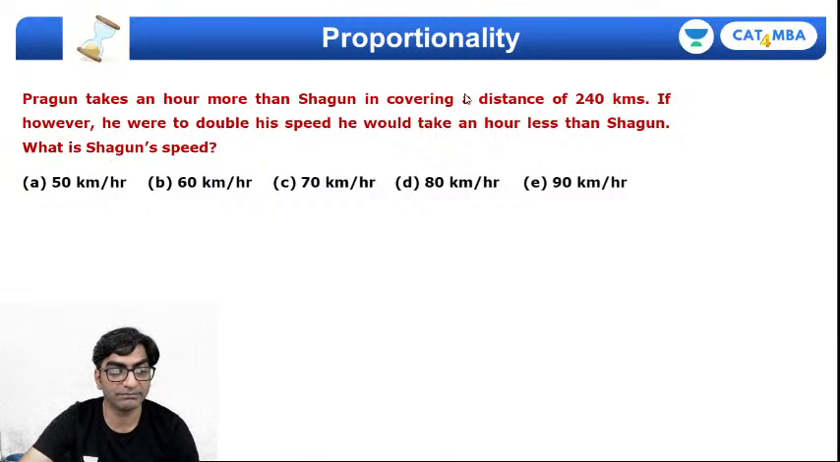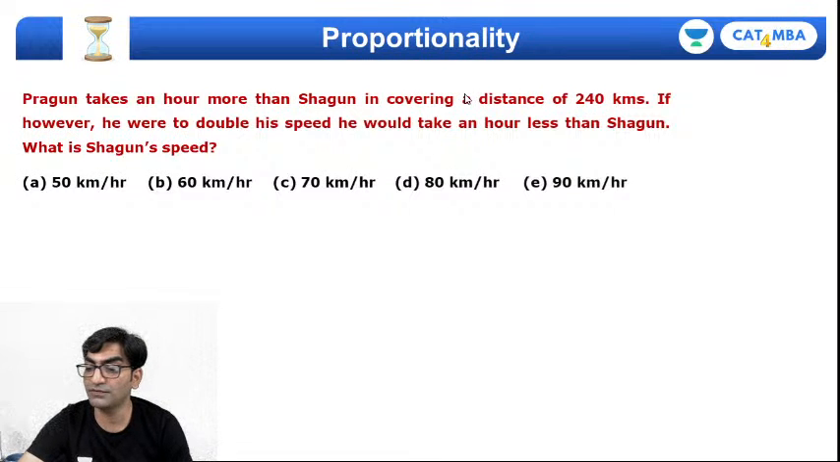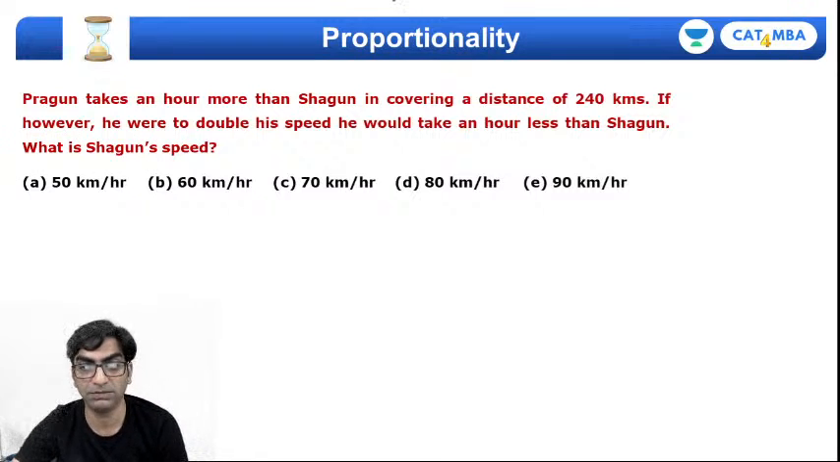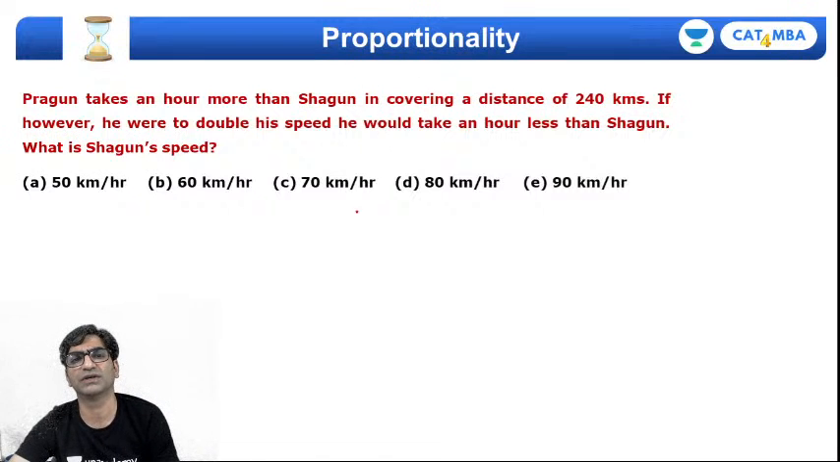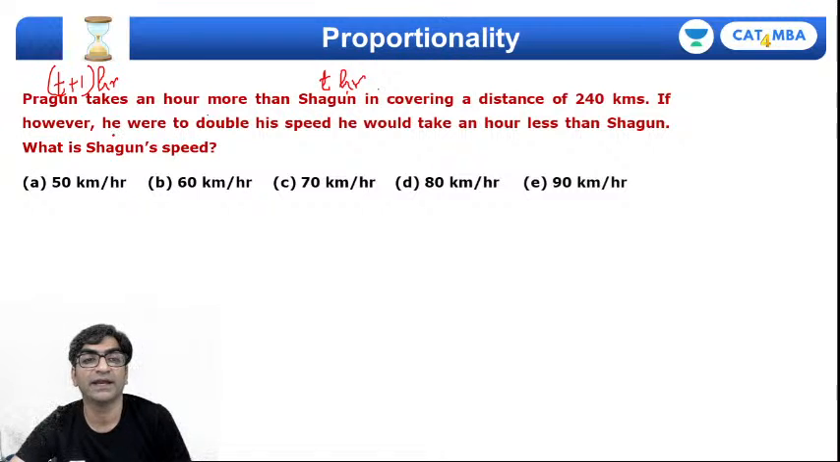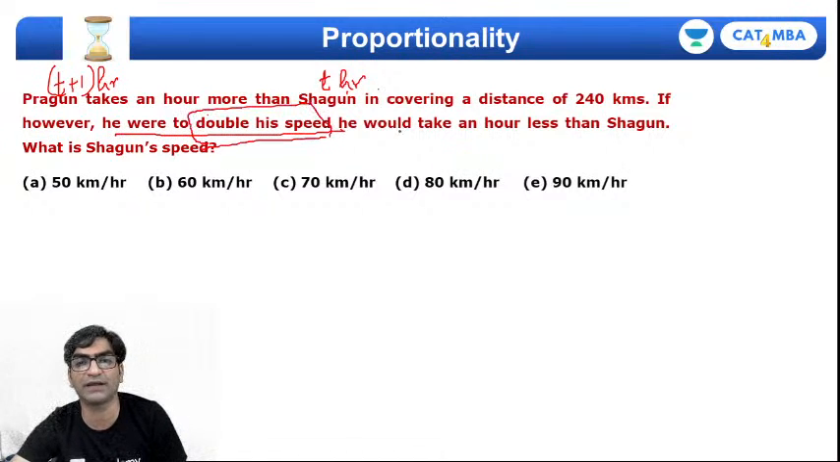I wonder if you guys are able to wrap your head around this, but without wasting much time, I'm going to show you. Pragun takes 1 hour more. Let's say Shagun takes t hours, Pragun would take t plus 1 hours. If however he were to double his speed, now this is an interesting thing, right? He doubles his speed, he would take 1 hour less than Shagun.